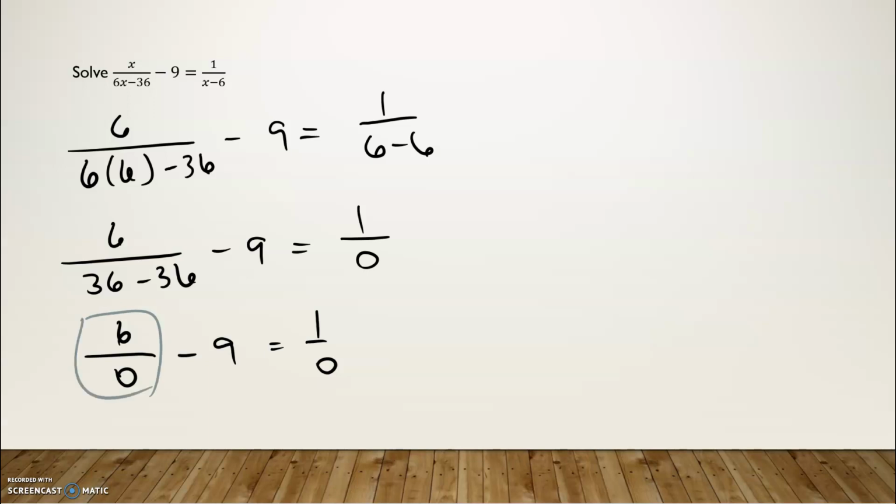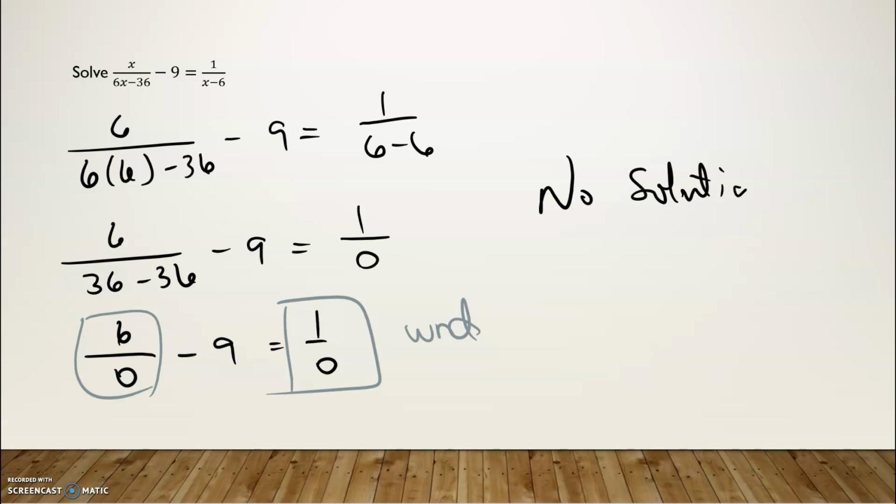Now we have issues right here with the 6 over 0 and the 1 over 0, because any number divided by 0 is going to be undefined. Okay, so when we run into this case right here, the only solution that we had was x equals 6. We plugged it in, it's not working. So what we have is no solution.